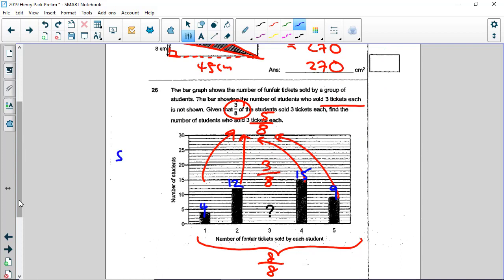And 40 is how many units? 40 is 5 units. So you find how many is 1 unit. 40 divided by 5, 1 unit is 8. So if 1 unit is 8, then 3 units, which is 3/8, how many is that? 8 times 3, 24. So you have 24 students who sold 3 tickets each. So answer 24. Okay, clear? So when you see a fraction, there is a family of fractions. Okay, question 27.